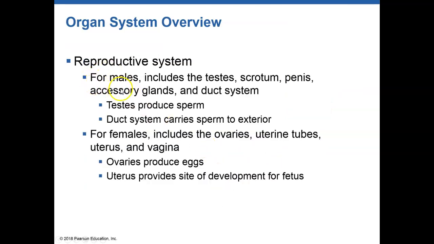And then we have 2 reproductive systems. We have a male and a female reproductive system consisting of the major organ of reproduction. For the males, that would be the testes. For the females, that would be the ovaries. A series of ducts or tubes, and some accessory structures that are needed to reproduce.